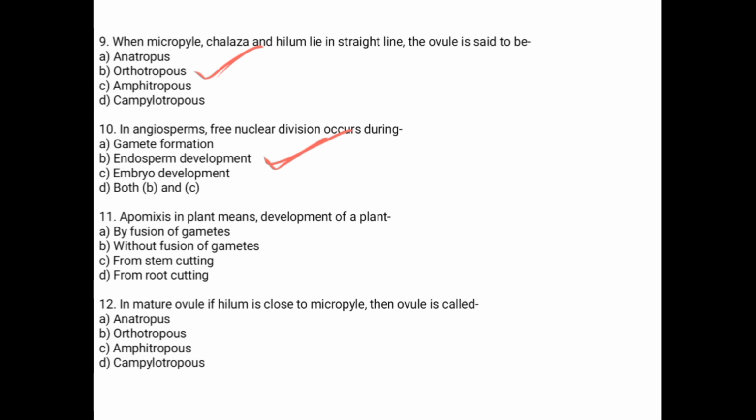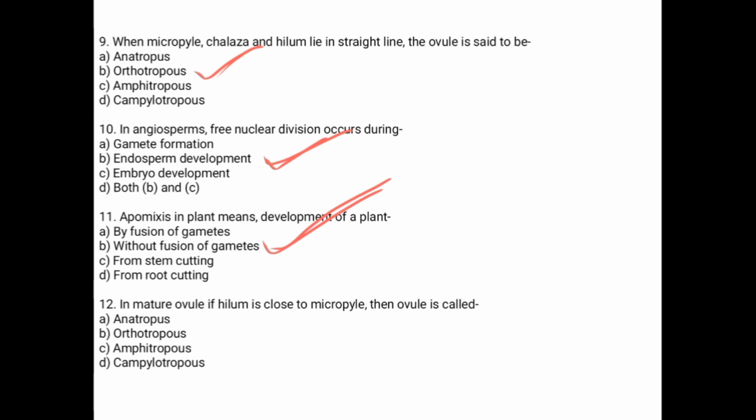Apomixis in plants means development of a plant without fusion of gametes, because apomixis is a form of asexual reproduction that mimics sexual reproduction, but it doesn't involve meiosis and fertilization. So here the answer is without fusion of gametes.